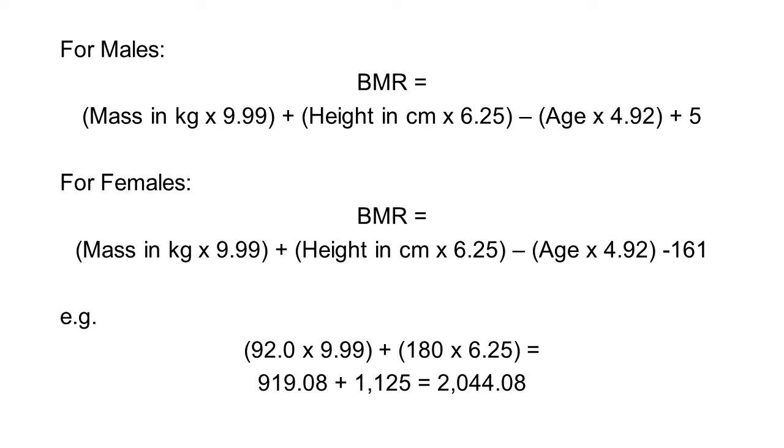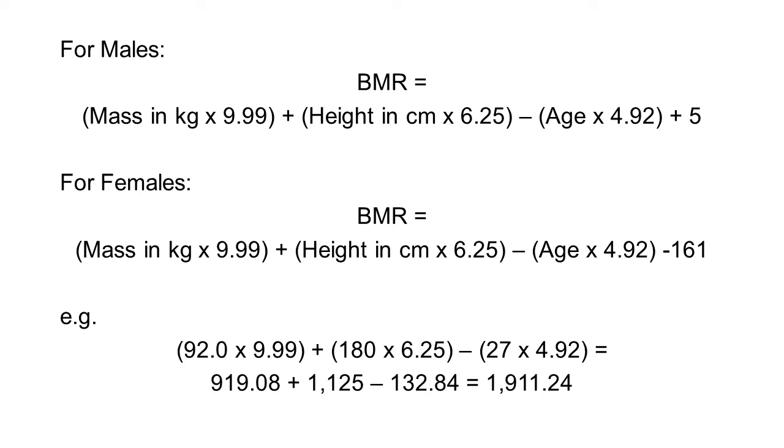1,125. So, 1,125 plus the 919.08 from earlier gives me 2,044.08. Then, take your age and multiply it by 4.92.